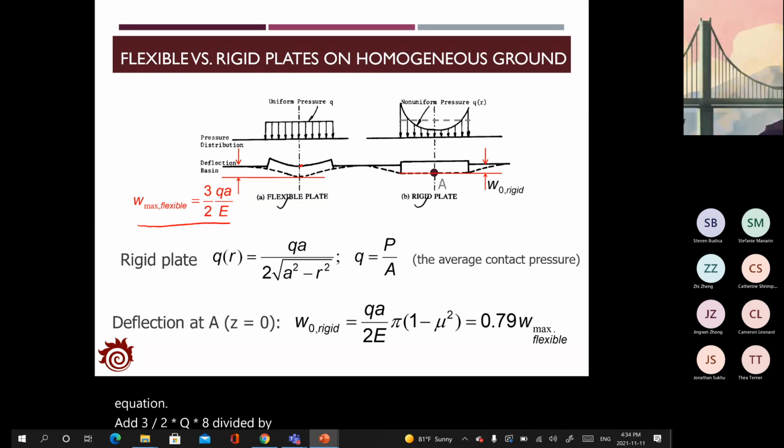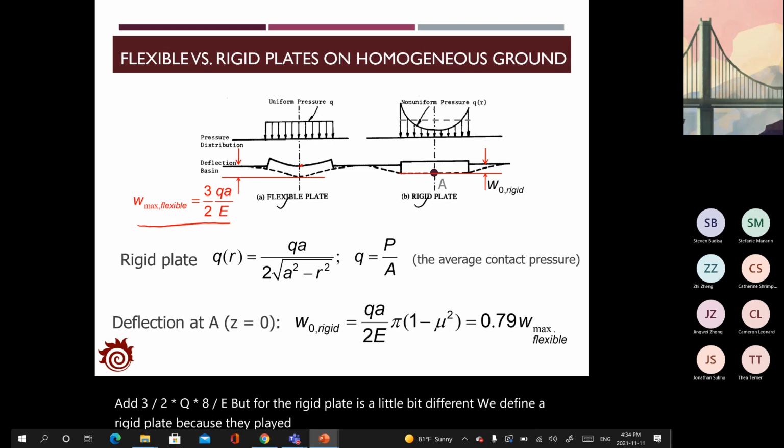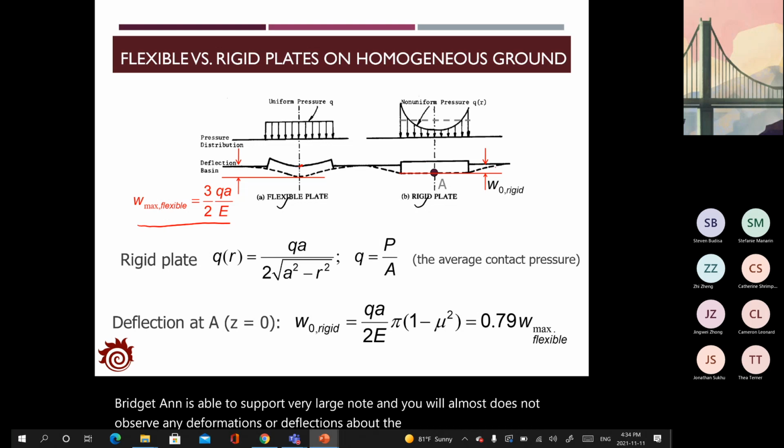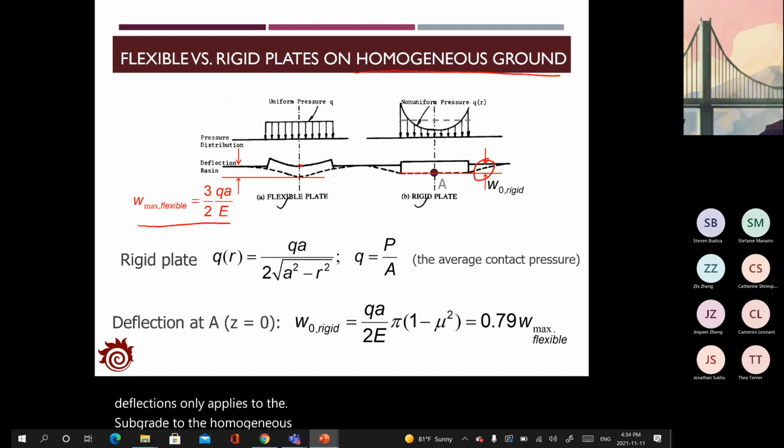But for the rigid plate, it's a little bit different. We define a rigid plate because the plate is rigid and it's able to support a very large load. You will almost not observe any deformations or deflections of the plate. Instead, the deflections only apply to the subgrade, or to the homogeneous ground as a subgrade.